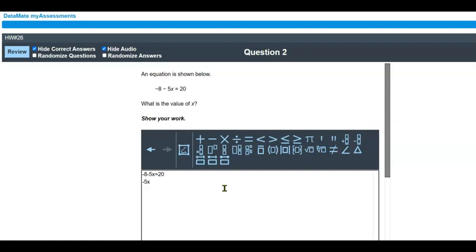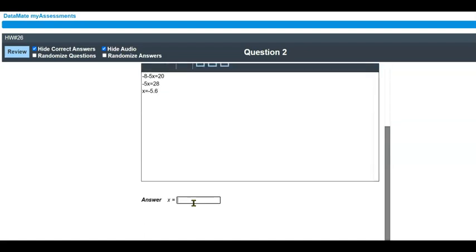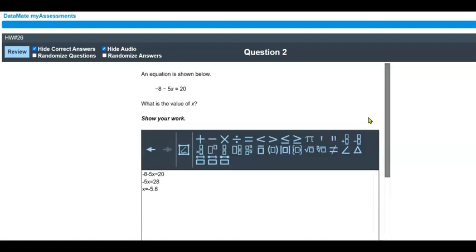You would get negative 5x equals 28. And instead of showing that you want to divide by 5, you can just divide by 5 on your calculator and write the answer like this. Typing it in the box, and then you're done.